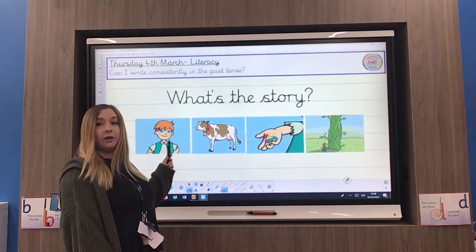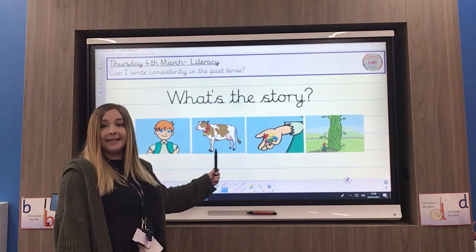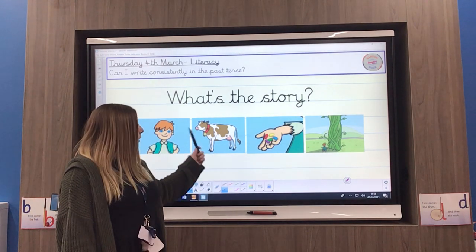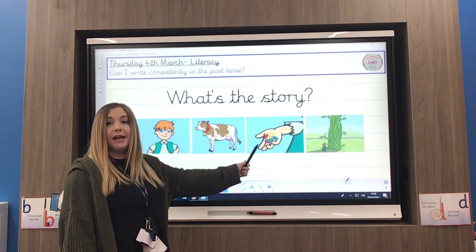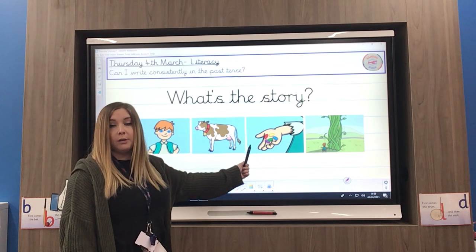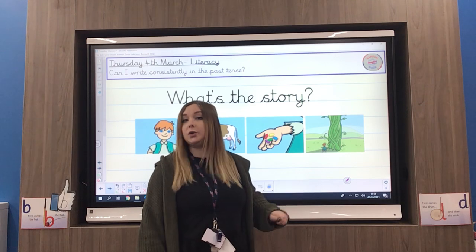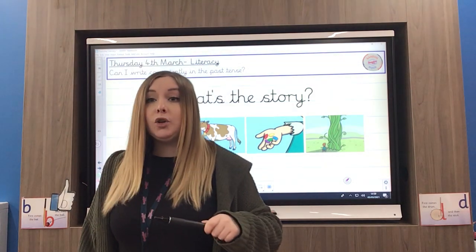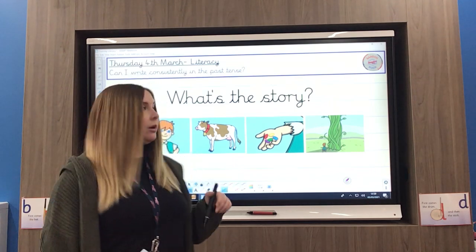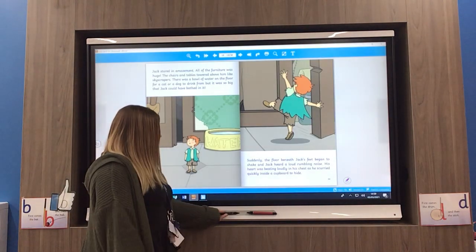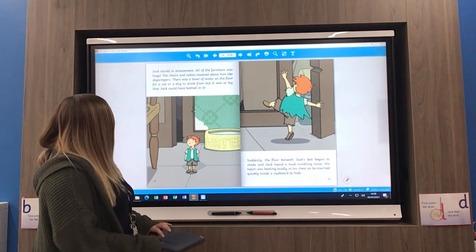So here we've got Jack, the little boy, our main character, who sells Daisy the cow. And he sells her for some magic beans instead of money. The magic beans get thrown out of the window and start to grow into an enormous beanstalk. And Jack has just climbed to the top of that beanstalk, and he sneaks through an open door. Let's see what happens next.